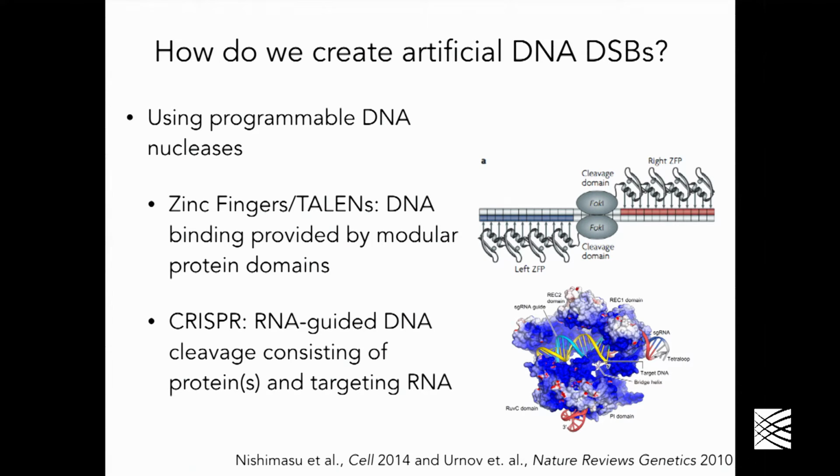CRISPR, on the other hand, is an RNA-guided DNA cleavage system, and it consists of a protein and a targeting RNA. Therefore, if you want to target different genes, all you need to do is change the targeting RNA, which is relatively simple and very quick.